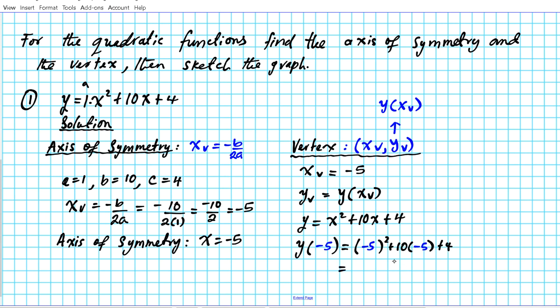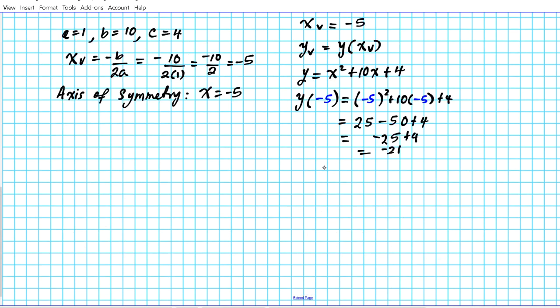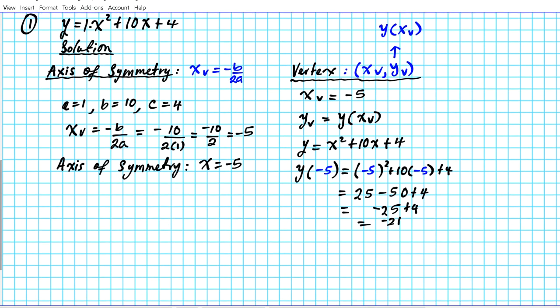Please excuse my dear Aunt Sally to finish this off. Negative 5 squared is 25. 10 times negative 5 is negative 50 plus 4. Multiply and subtract left to right. 25 minus 50 is negative 25 plus 4. That is equal to negative 21. Okay? So based on this solution, our vertex is going to be, you know what, let's put it down here.